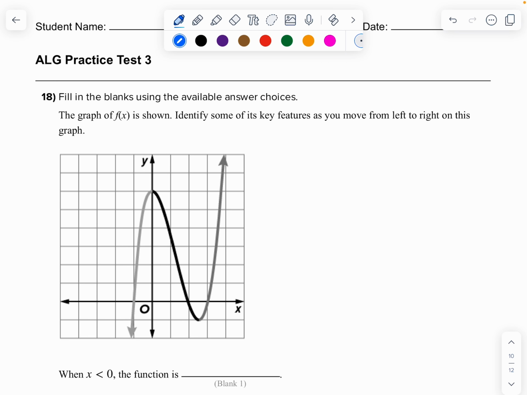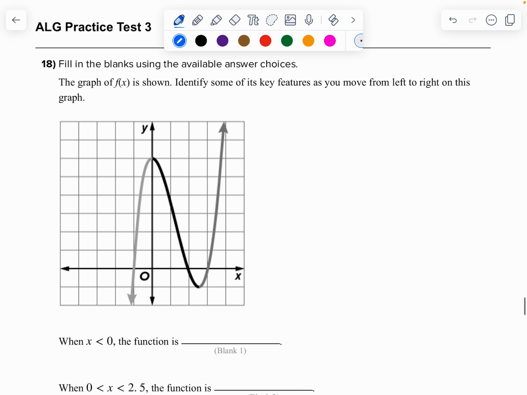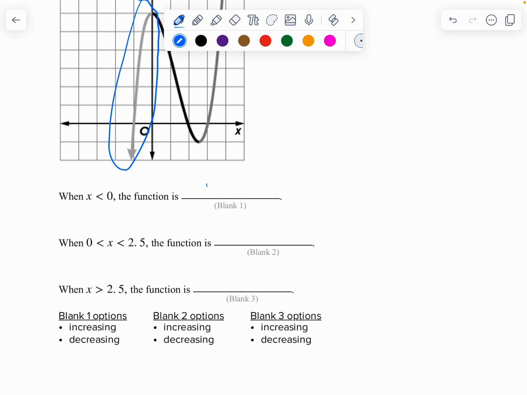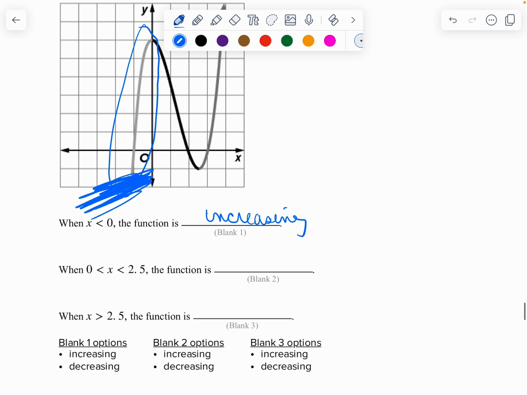Okay, fill in the blank using the available choices. So from when x is less than 0, this part right here, that graph is increasing. Remember, if you have a hard time with that arrow, don't look at the arrow. Just look at what's happening. As the x's get bigger, the y's are getting bigger.